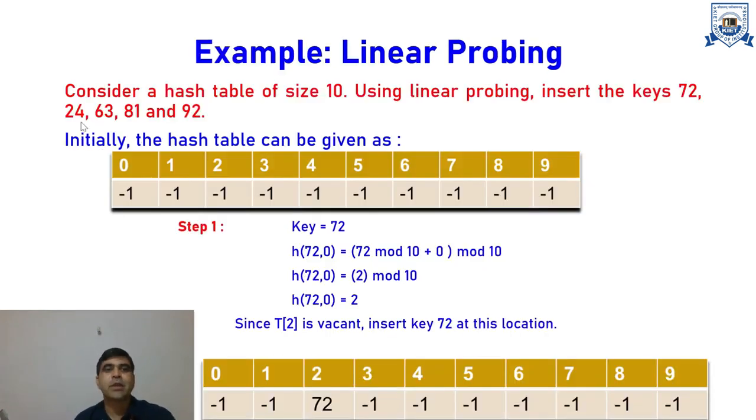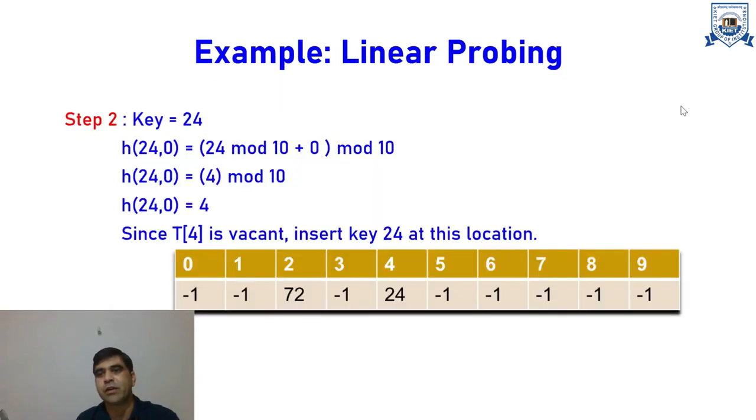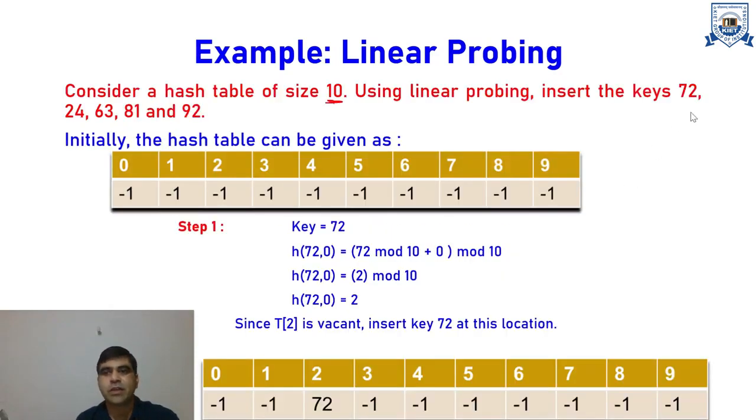For example, let's suppose we have a hash table of size 10. Using linear probing, we want to insert these keys: 72, 24, and so on. Initially, our table has addresses 0 to 9. These are the addresses of our array. Because the size of the table is 10, all locations are available to store values.